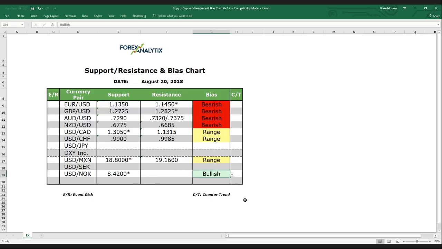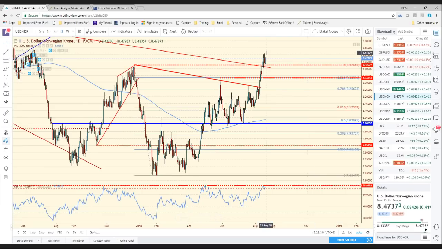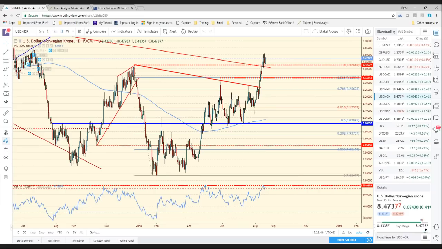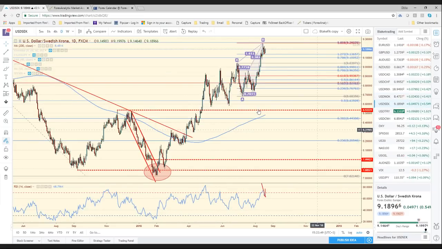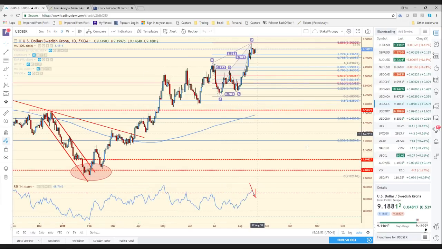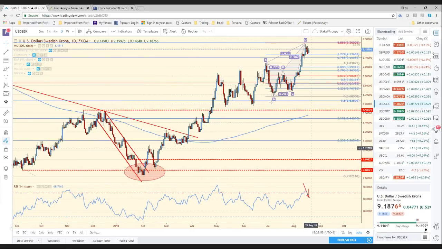Now resistance, we're being capped at 850, so I'm just going to write down 850 for now, but we can obviously go higher if the dollar starts to push. Let's go over to the Swedish krona. Swedish krona, this is Benedict in our chat room, who's a bond trader for a major bank. He trades FX for himself.